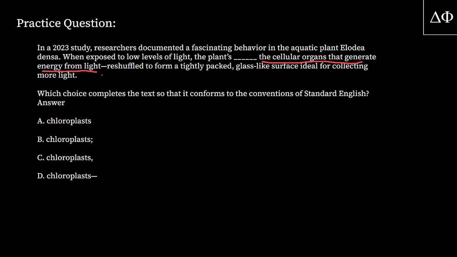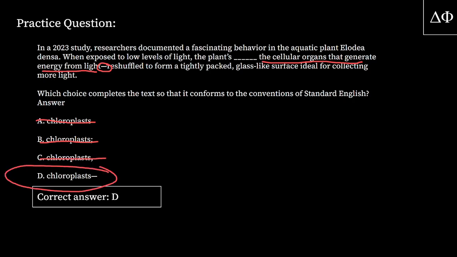So what can we use to separate non-essential information? Well, we can't use A, nothing. We can't use B, with a semicolon, so it has to be a comma or a dash. Now, you see a dash is here. We cannot mix and match punctuation marks for non-essential information. So, since it ends with a dash, it has to start with a dash. So, it has to be D. And indeed, the correct answer is D.